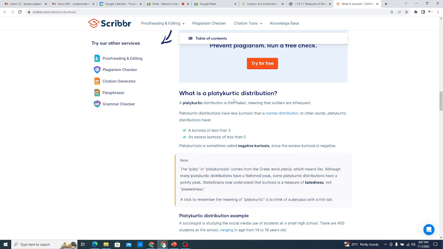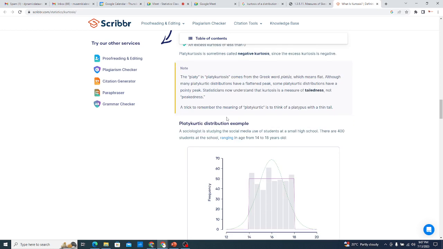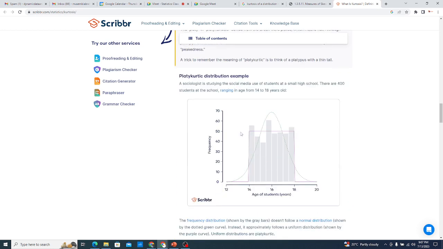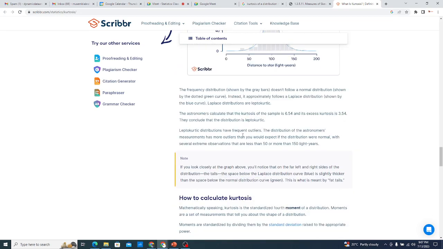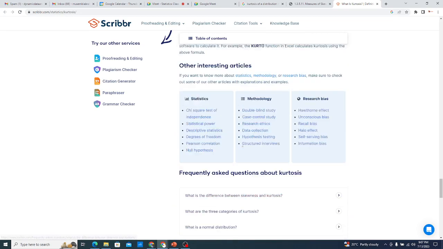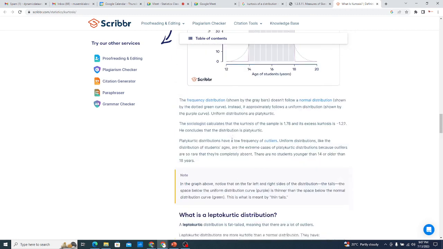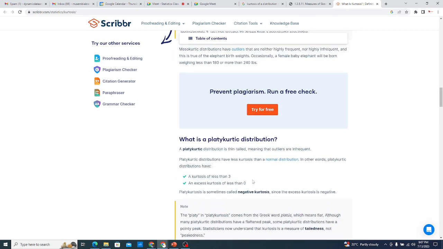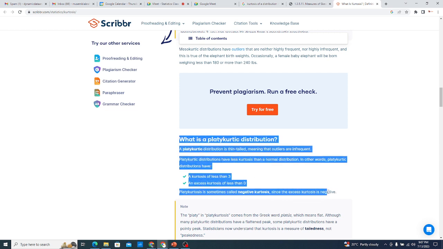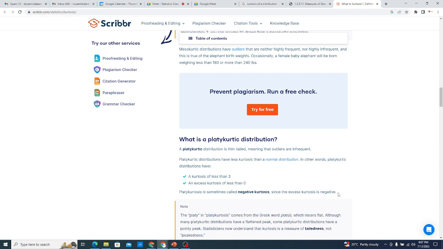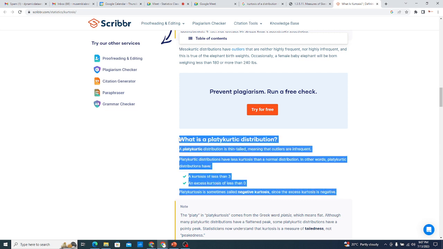We have these types, and we have some properties of the same. I will share this link, and maybe you will be able to learn more about these types of kurtosis. My objective was just to show you what kurtosis is. What do we mean by the term kurtosis?